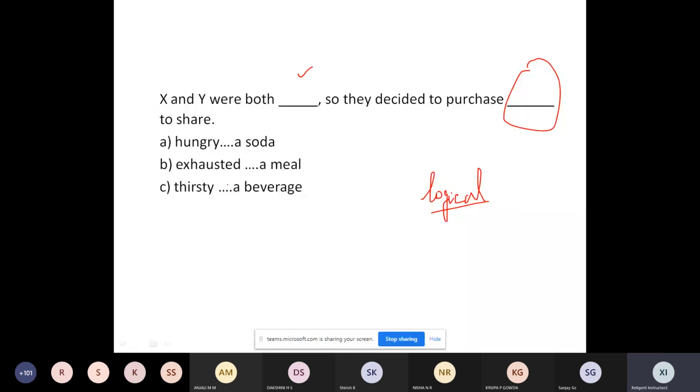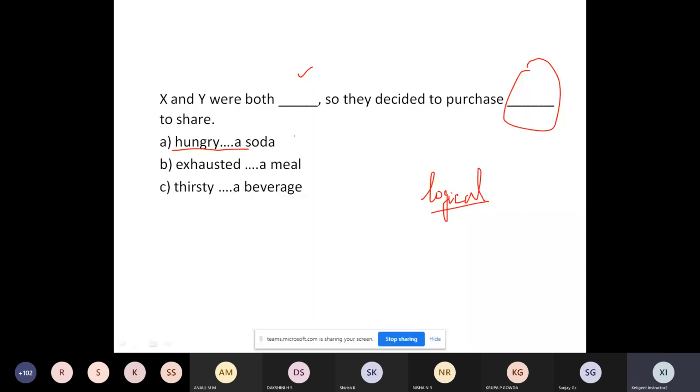Let's check the answers one by one. If you take option A, hungry, a soda is there. If I put it here, X and Y were both hungry, so they decided to purchase a soda to share. If you think logically, if one feels hungry, one does not take up soda, correct? So this is not the correct answer.